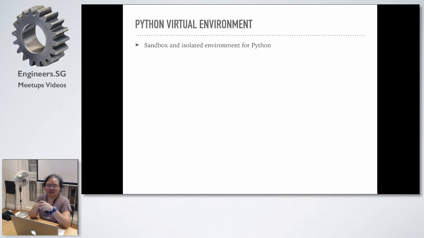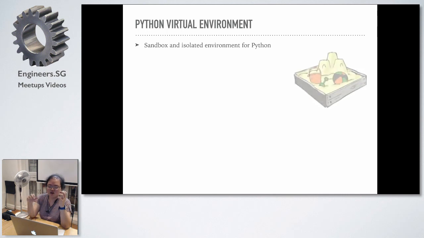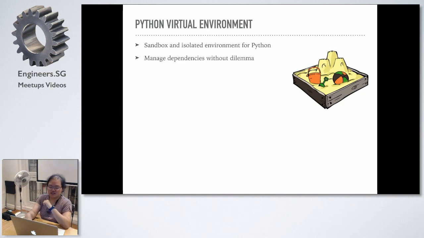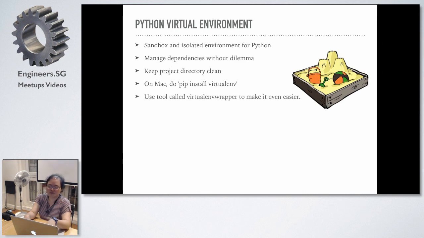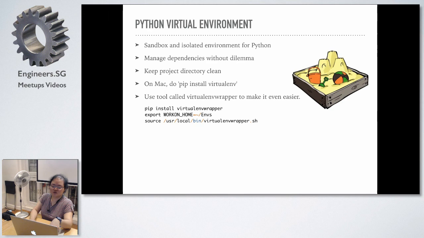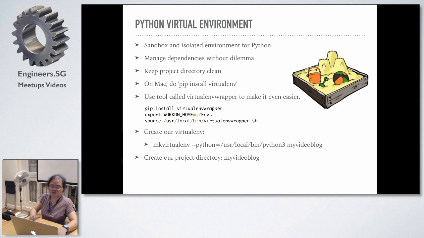There's this thing called a Python virtual environment, where you can imagine it's like a sandbox or isolated environment where you can play around and will not mess up your system. And you can also manage the dependencies without dilemma. And it can also help you keep your project directory clean. So on Mac, for this virtual environment you need to do pip install virtualenv. And then you need to add a tool called virtualenvwrapper. And then you need to export your WORKON_HOME environment, and you just need to source it. Okay, so after this, I'm going to create our virtualenv by executing this.